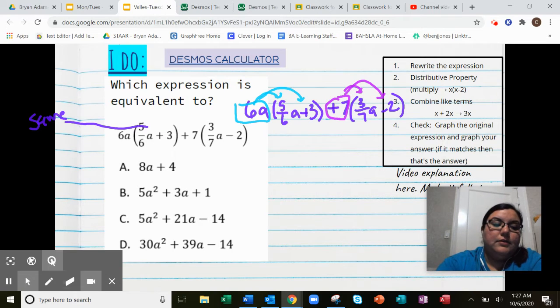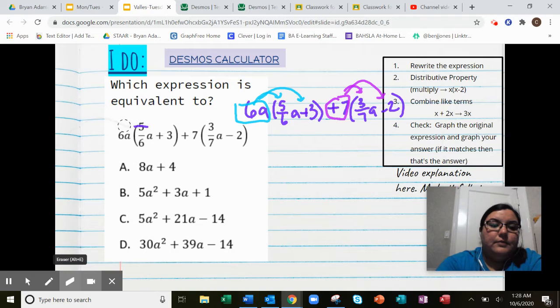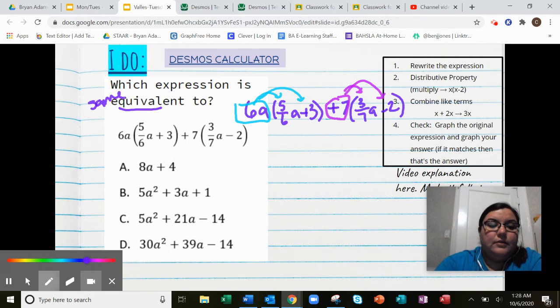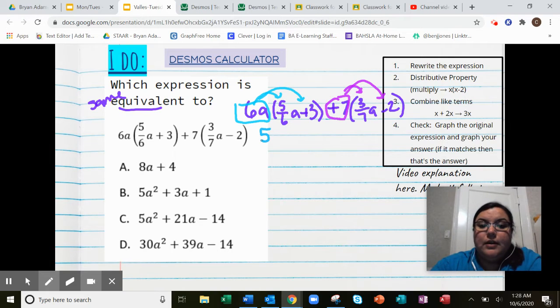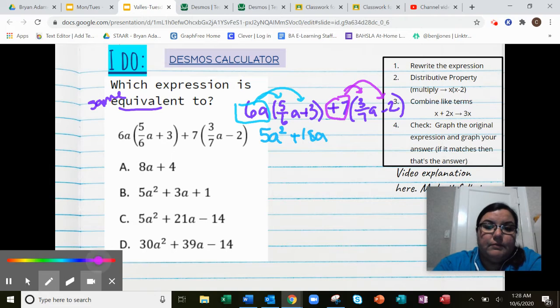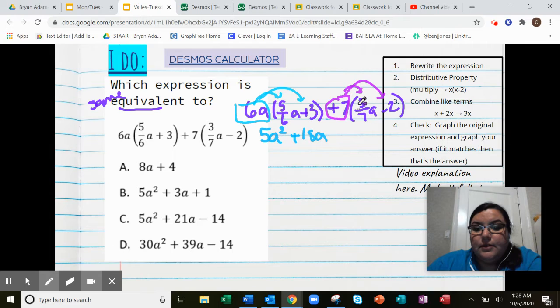Okay, so then write this down again. So this was 5, and then a times a, same letter, a to the power of 2. Then we have 6a times 3. Those are both positive, so it's going to be a plus 18a.